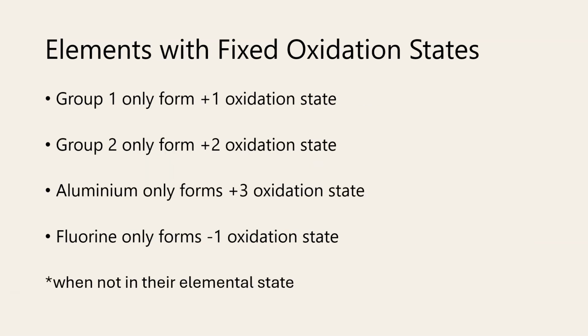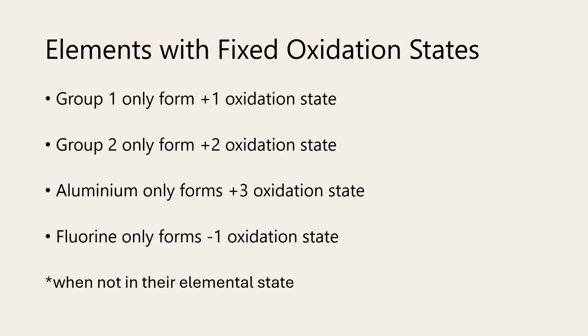Now, I mentioned that there are elements whose atoms, outside of their elemental state, form only one other oxidation state, and we need to look at those. Remember that all elements in their elemental state have oxidation state zero, so we're talking about the situation where it's not in its elemental state. Let's start with group 1. Group 1 will only form a +1 oxidation state. We're talking about lithium, sodium, potassium, and so on. They will only form a +1 oxidation state when they are not in their elemental metallic form.